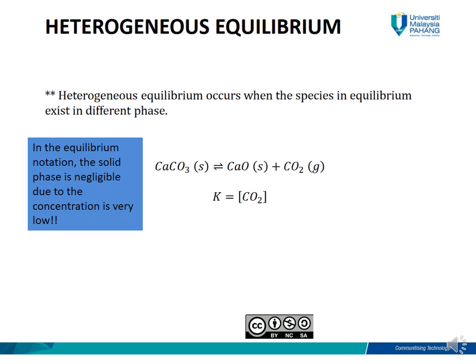Calcium carbonate in the solid phase decomposes to become calcium oxide in the solid phase plus carbon dioxide gas. So the way we write the mathematical equation is K equals the concentration of CO2 only. Why? This is because we neglect the concentration of calcium oxide and also calcium carbonate due to the solid phase.